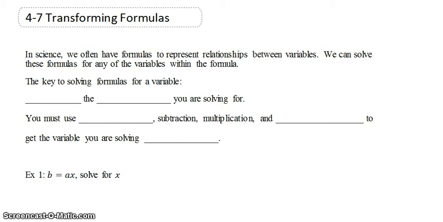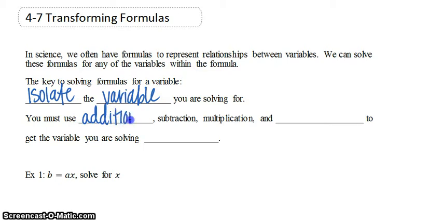Now, in science, we often have formulas to represent relationships between variables. We can solve these formulas for any of the variables within the formula. Now, the key to solving formulas for a variable, you need to isolate the variable you are solving for. So figure out which one you're solving for, isolate it. Now, you must use addition, subtraction, multiplication, and division to get the variable you are solving alone.